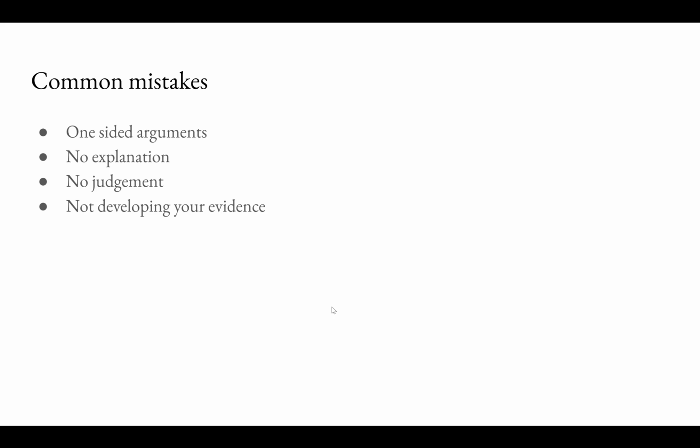And now I'll be talking about the common mistakes that students make. First, only writing one side of the argument. It's obvious why you lose marks if you only talk about one side of the argument. Second, not explaining their points, just stating facts. And third, forgetting the judgment at the end. And again, not developing your evidence. If you avoid these, I guarantee your marks will improve a lot.